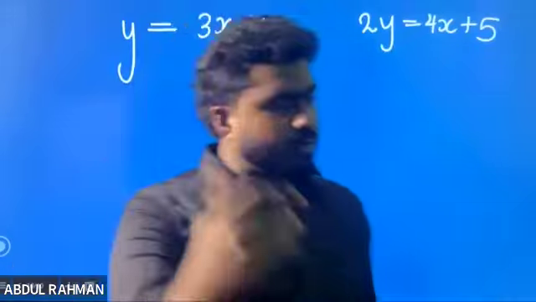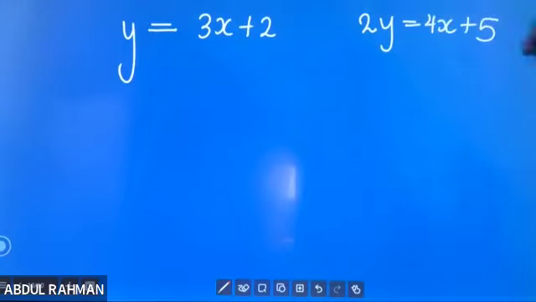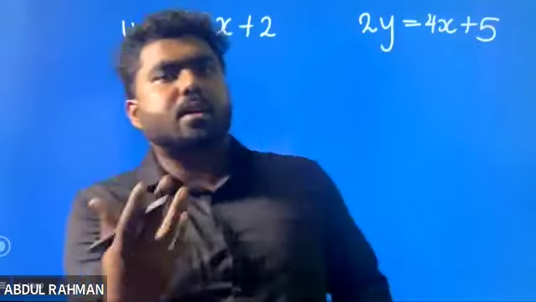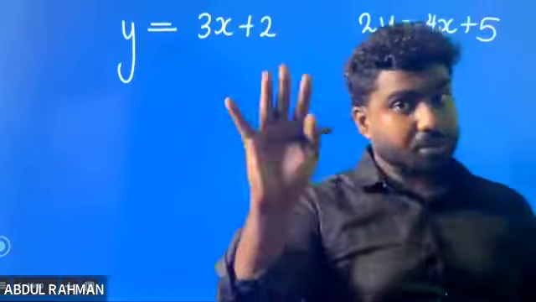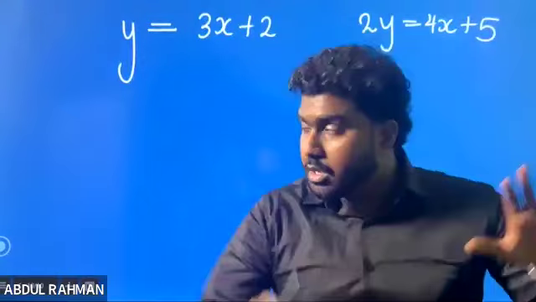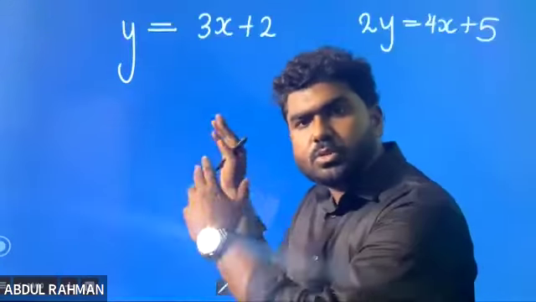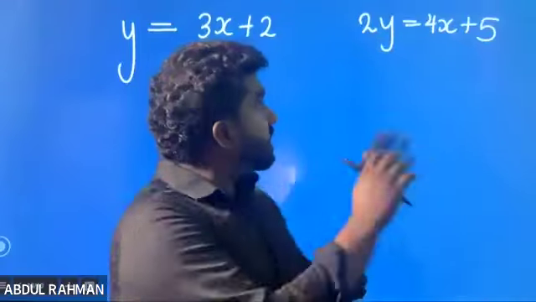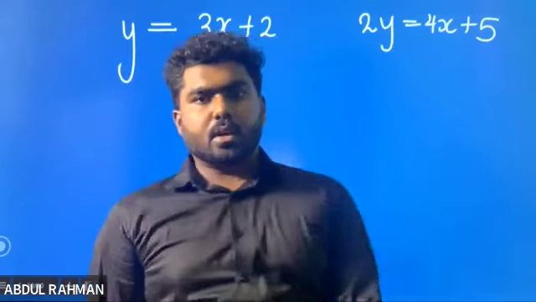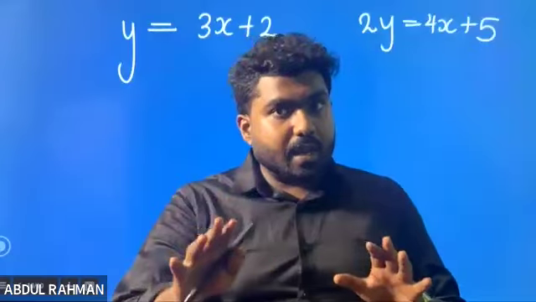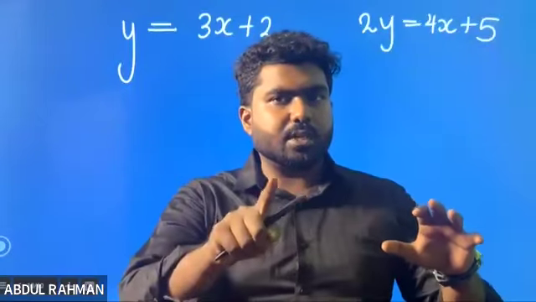Now what are they requiring from this? They are asking me to find out the gradient and the intercept of this graph. There are two examples. One is given as y equals 3x plus 2. The other is given as 2y equals 4x plus 5. Now they are asking what is the gradient and what is the intercept.